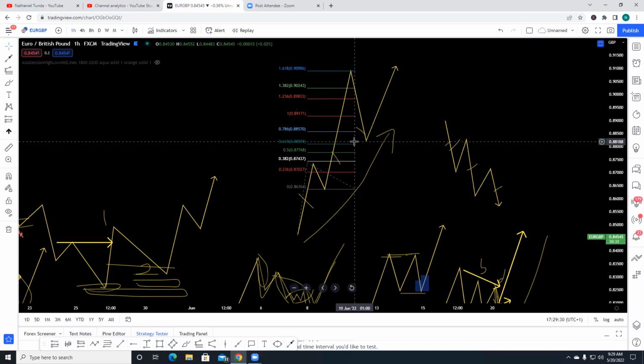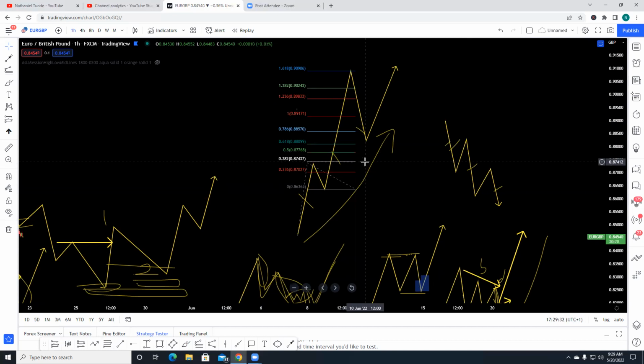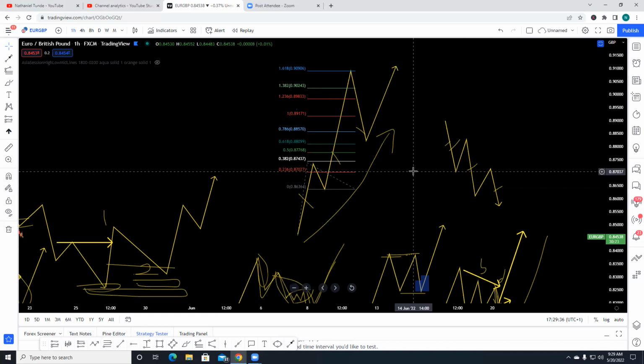You just keep riding it. You keep riding it, keep riding it, keep riding it until you ride it to the upside. Okay, so that is all you need to know about wave 3, guys.